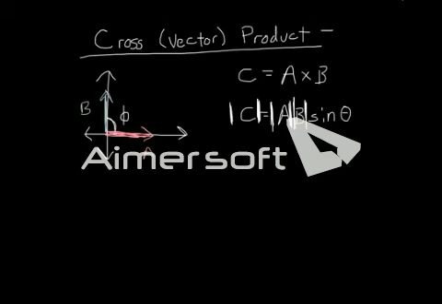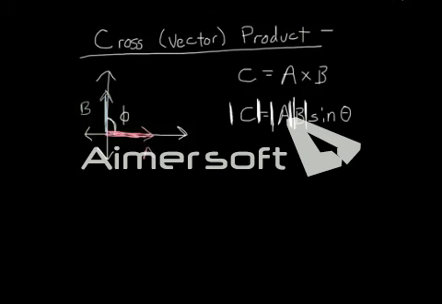The final point to discuss in this chapter is the cross or vector product. Let's say I have two vectors A and B. I can find their cross product C is equal to A crossed into B. Mathematically, the magnitude of C, remember these little bars, again, magnitude, is equal to the magnitude of A times the magnitude of B times the sine of the angle between them.